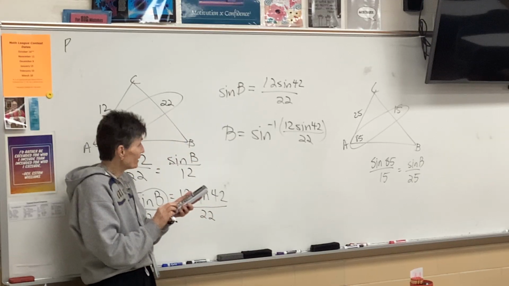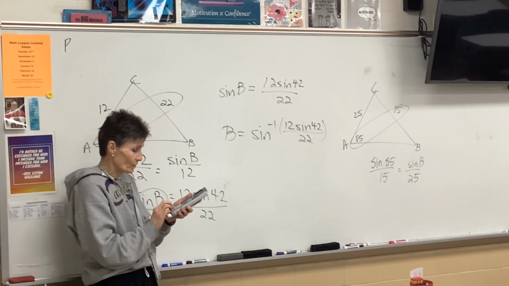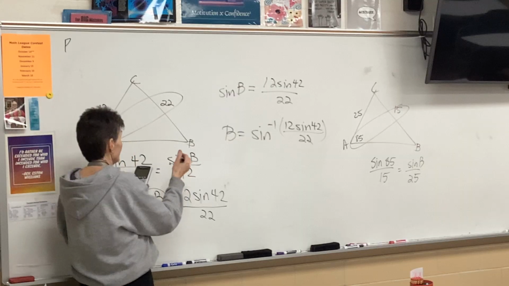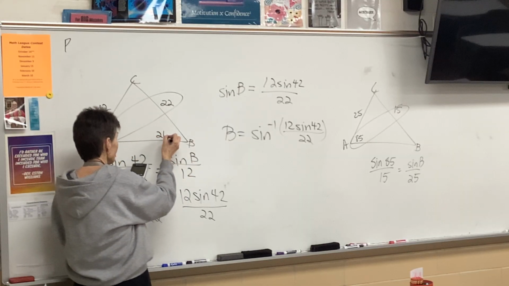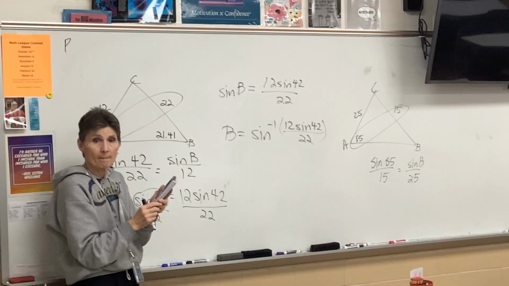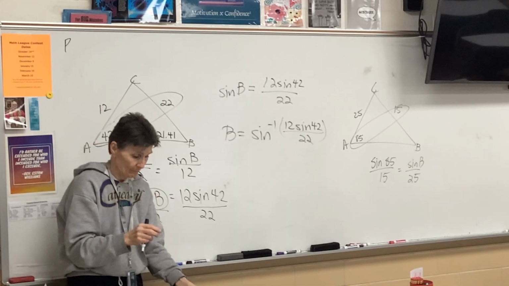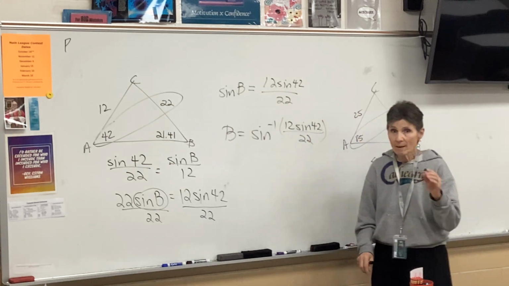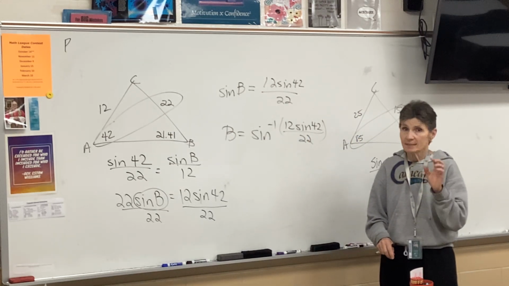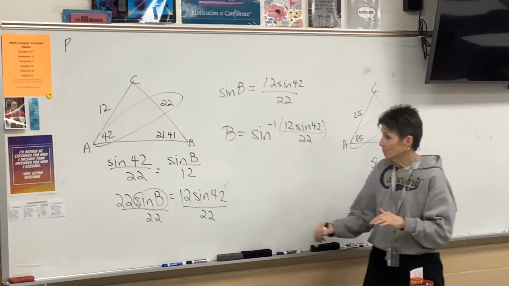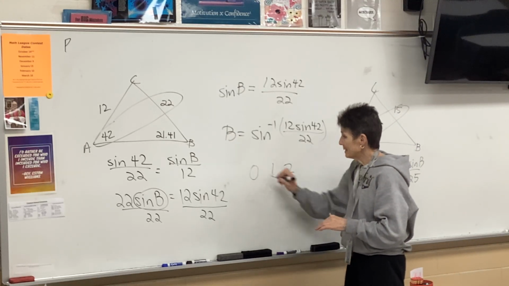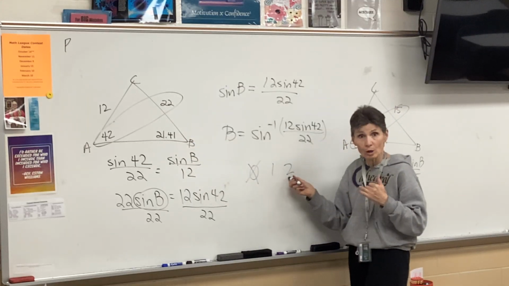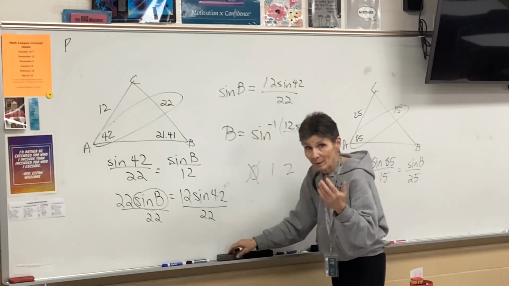So second sine, 12 sine 42, close parentheses, divided by 22. Oh, I got an answer. My angle B, I got 21.41. All right, so remember now, how many triangles are possible? It's either 0, 1, or 2. Well, I know it isn't 0 because I got an answer. So I know it's either 1 or 2. So now I know for sure I have 1.